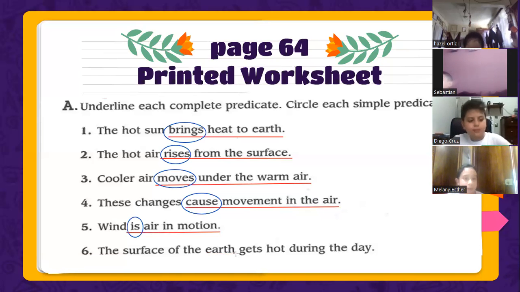It's hot during the day. Yes, gets hot during the day, exactly. And the simple predicate is gets. Gets, exactly, because it's the verb at the beginning. So again, the predicate begins with the verb. You need to identify the verb.